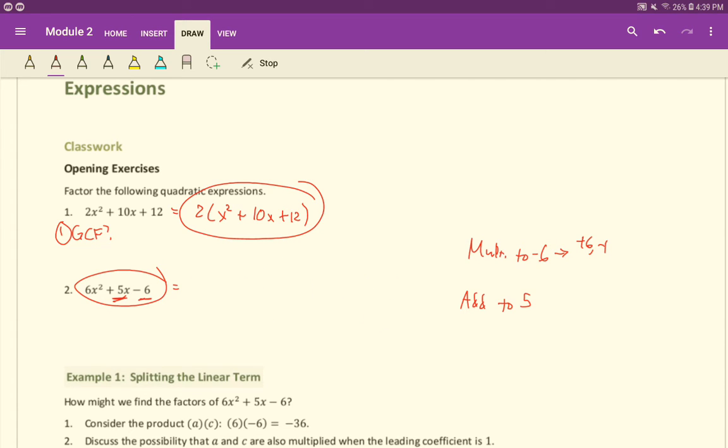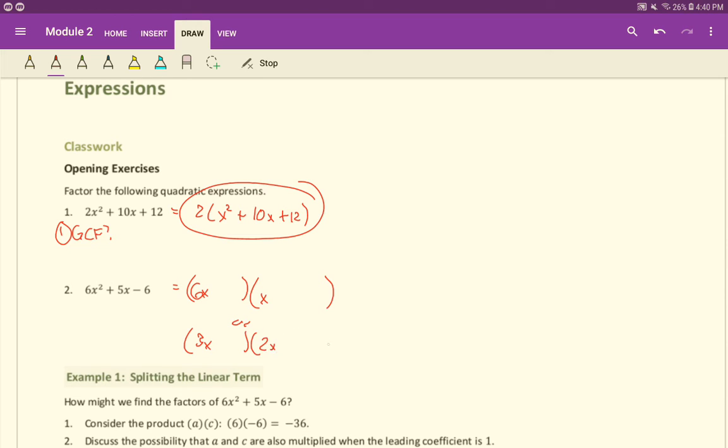And the reason is because we have this lead coefficient of 6. That strategy kind of falls apart a little bit. So what can we do instead? Well, right now what we could look at is say, okay, we need to make a 6x squared. So to do that, there's two ways to make a 6x squared. We could do 6x and x, or we could do 3x and 2x, like that.